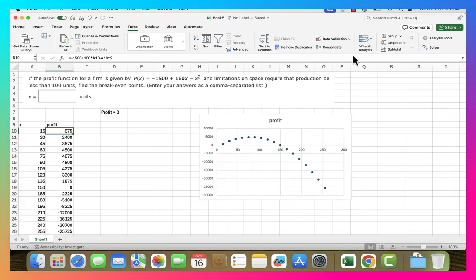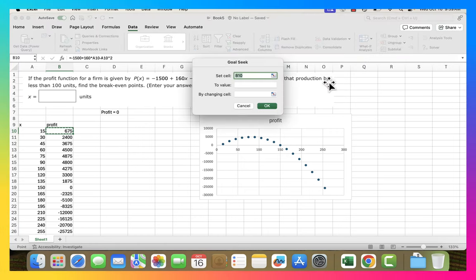It's in the Data tab, What-If, and GoalSeek. My set cell is, I want the profit, which is B10, set to a value of zero by changing the cell that makes this profit function change, which is the number of units on that same row. So I should have row 10 and row 10 here and hit OK.